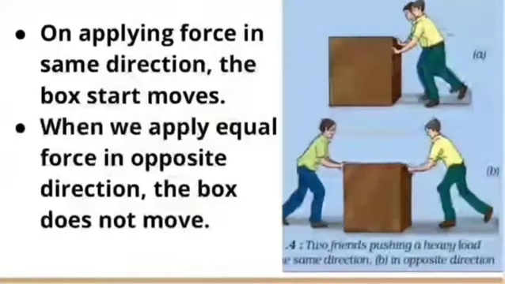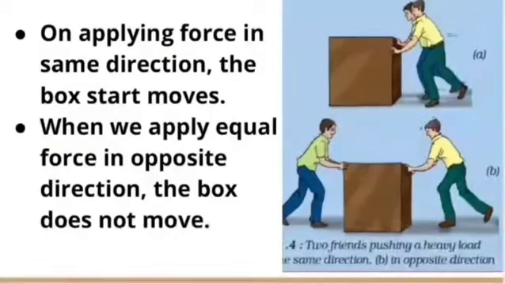Now the question is, why does it happen? So students, this happens because if two people apply force on an object in the same direction, then the total force, means the resultant force, will be large and the object starts moving. Similarly, if we apply equal force on any object but in opposite direction, then the object does not move because the forces are equal and act in opposite direction.